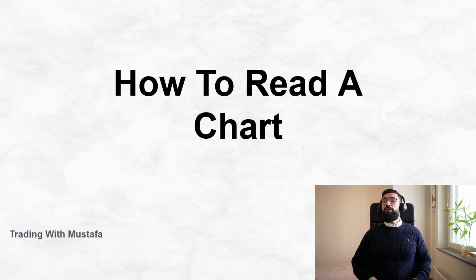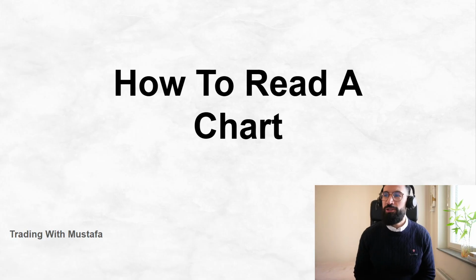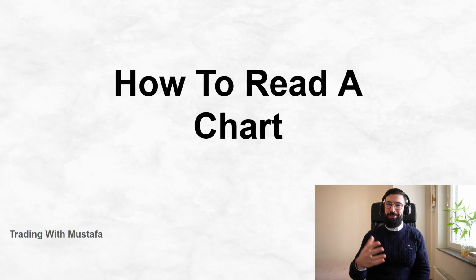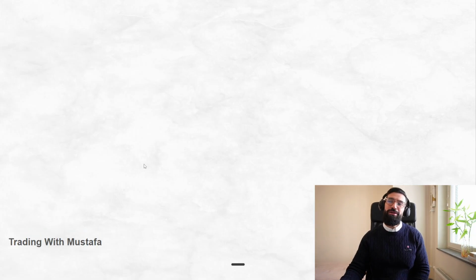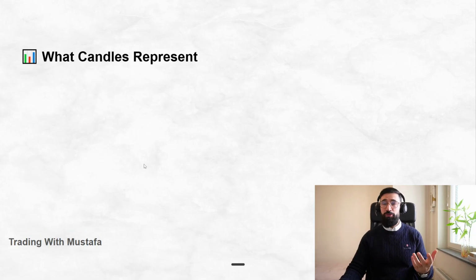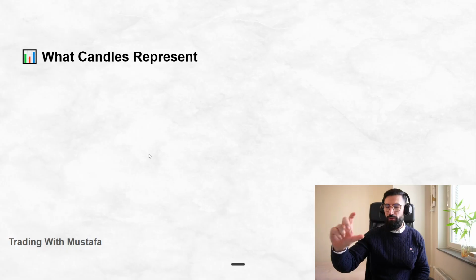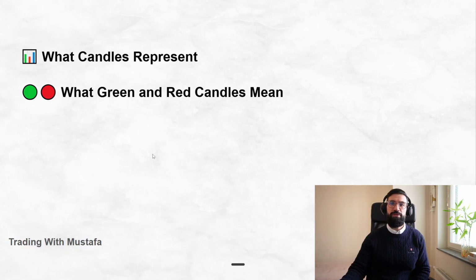In this video, I'm going to talk to you about how to read a chart. This is where we take it more seriously, how to read a chart. And in this video, I'm going to talk about three things. What candles represent. You've seen the green and you've seen the red candles. I'm going to talk about what they represent, what the green and red candles mean. When the candle is green, when the candle is red, what do they mean and what do they represent? Buyers or sellers? What do those things mean?